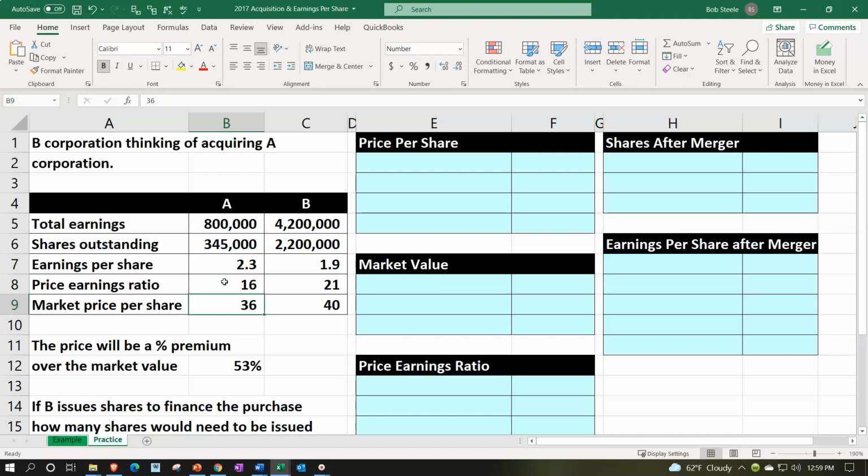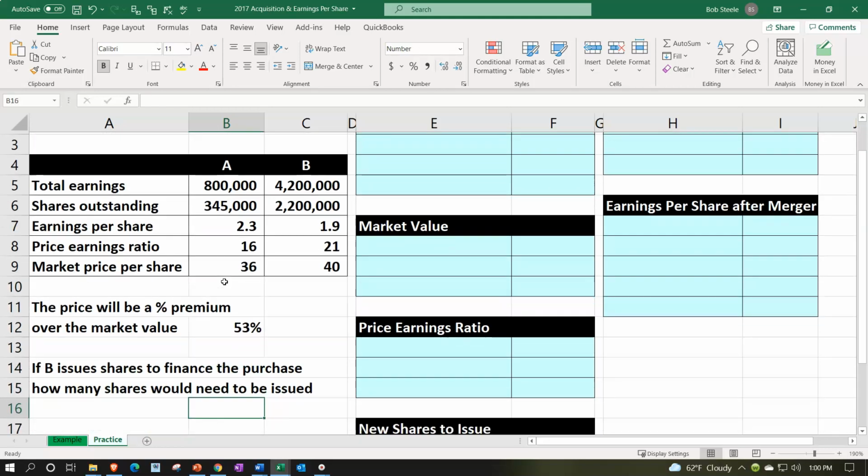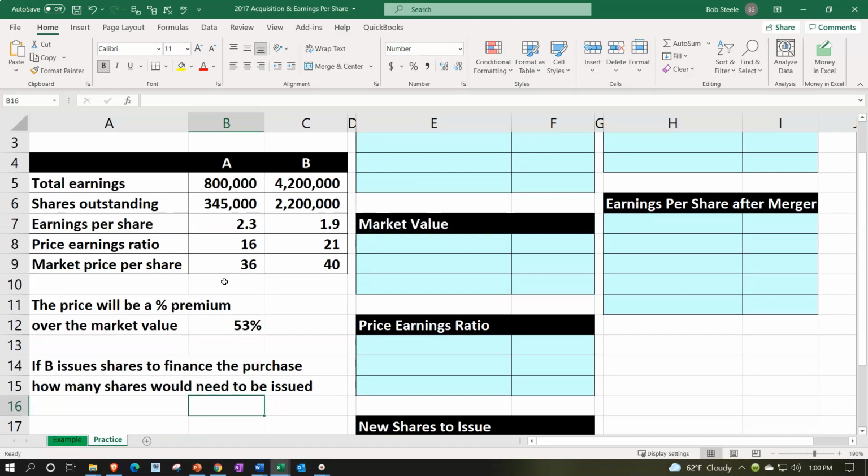The price will be a percent premium over the market value. So in other words, we're going to consider what the market value is and think of the premium, which is going to be 53% over the market value of the company being acquired. So if B issues shares to finance the purchase, how many shares would need to be issued?